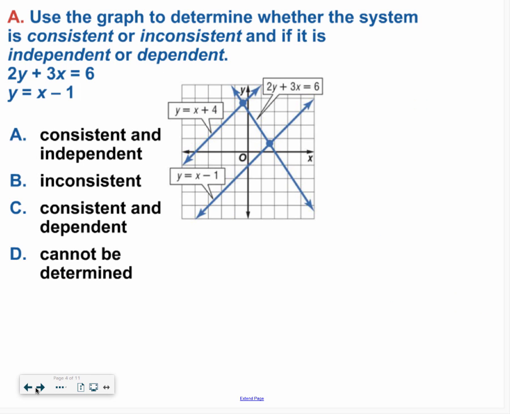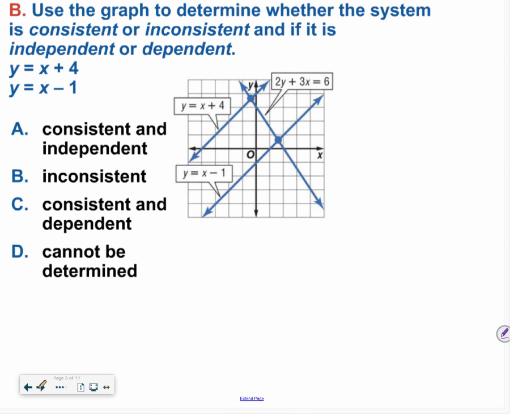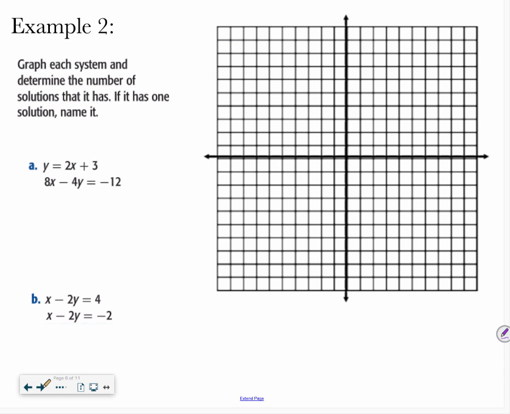Alright. Go ahead and try to figure this one out on your own, see how you do. Hopefully you determined that this first example is consistent and independent, but go ahead and try another one just in case. And hopefully you decided that this second graph is inconsistent. If you have any questions about those, please be sure to ask.